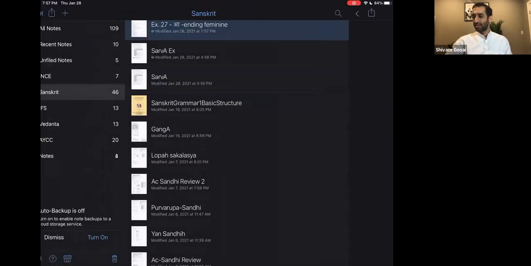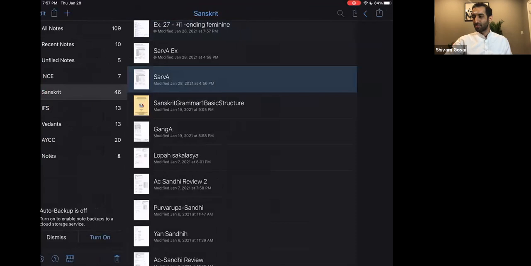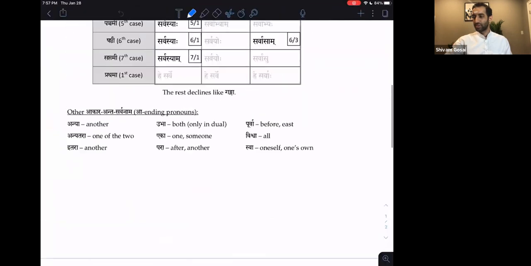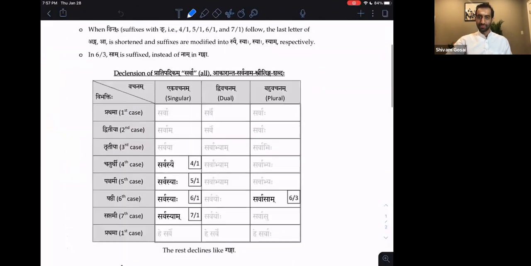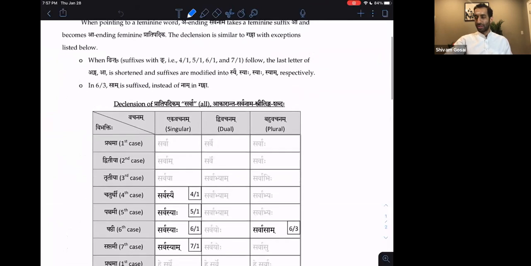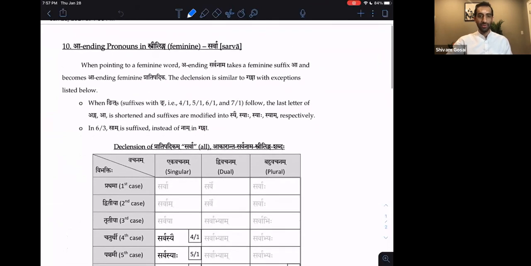Okay, so let's just quickly look at Sarvā. We spent a little bit more time with the exercise than I thought, which is okay, right? We want to be thorough, so that's fine. We're going to just start this today, and then we're going to jump in with this in our next class, okay?